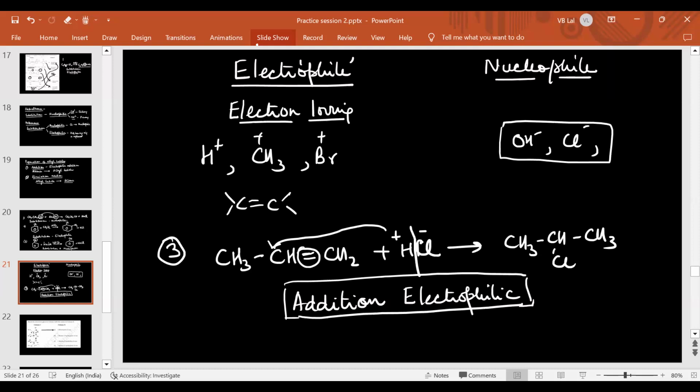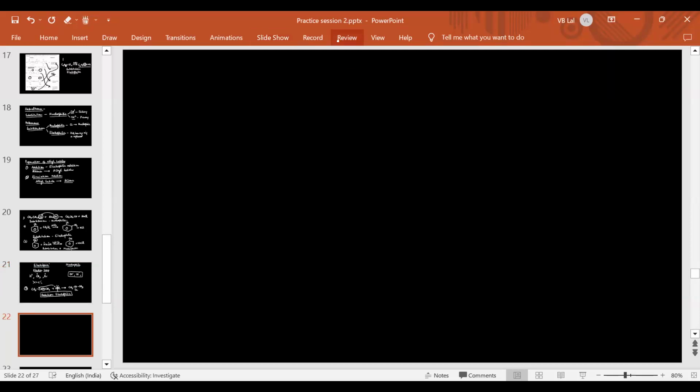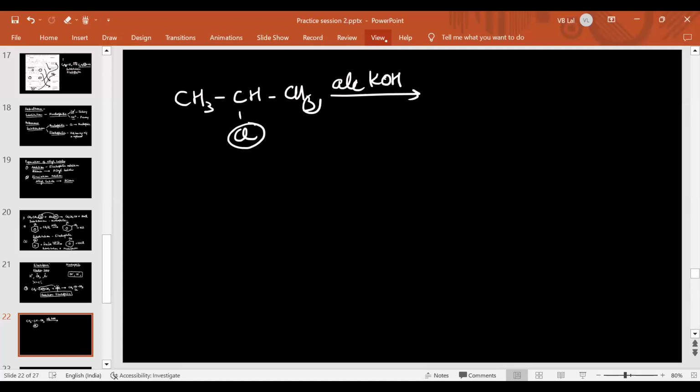Now the last type of reaction, for alkyl halides we know, for example, if I have an alkyl halide, now I have CH3CHClCH3, 2-chloropropane, and I react it with alcoholic KOH. You remember what alcoholic KOH does? It brings about elimination, dehydrohalogenation, removing the Cl and H from the adjacent carbon atom.